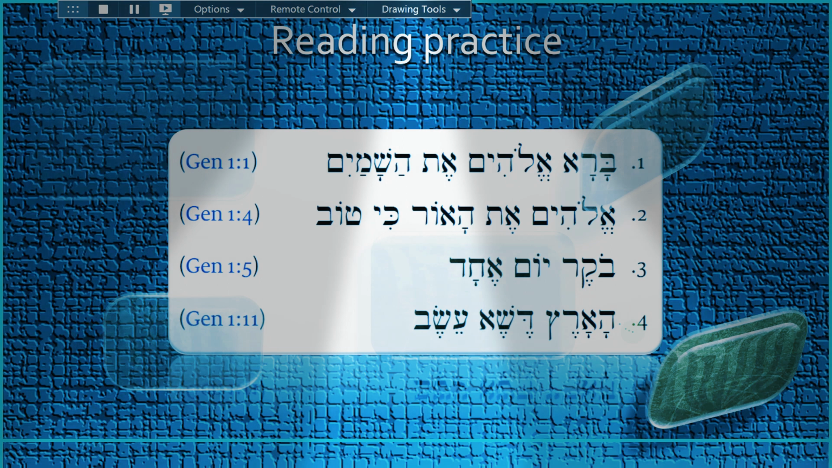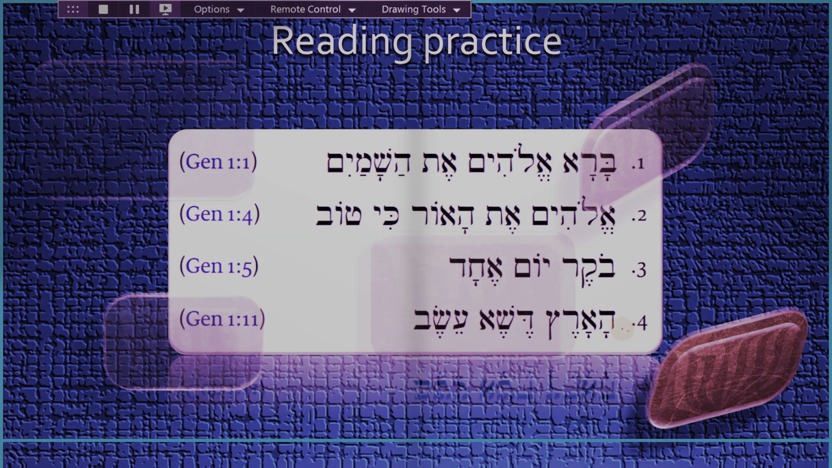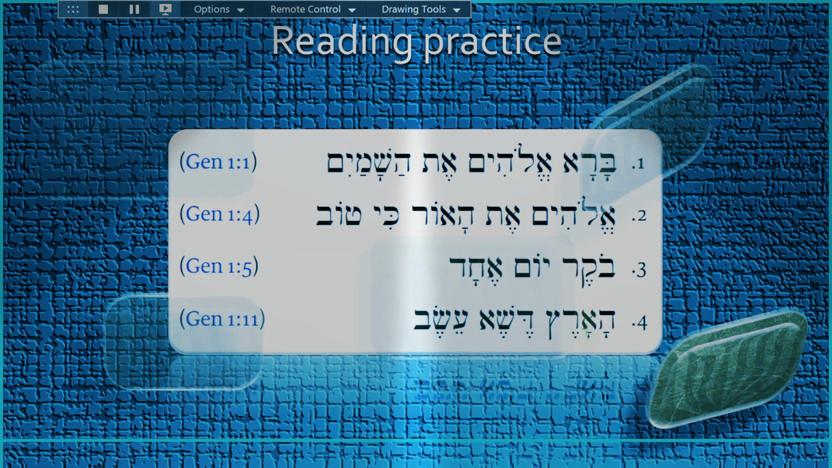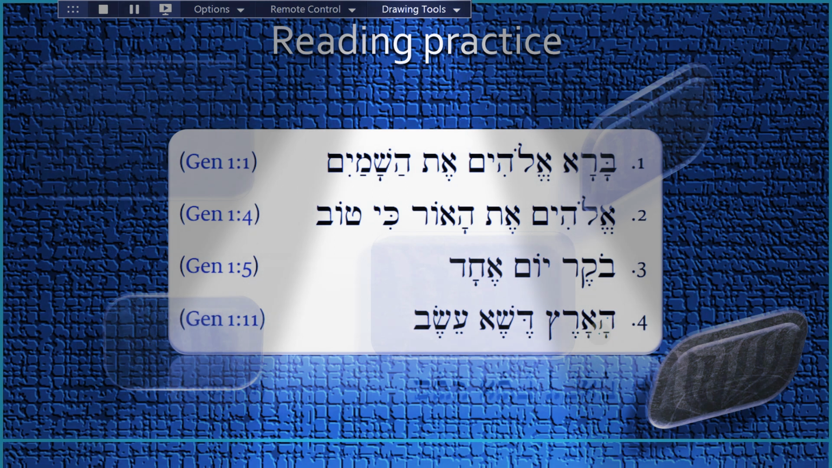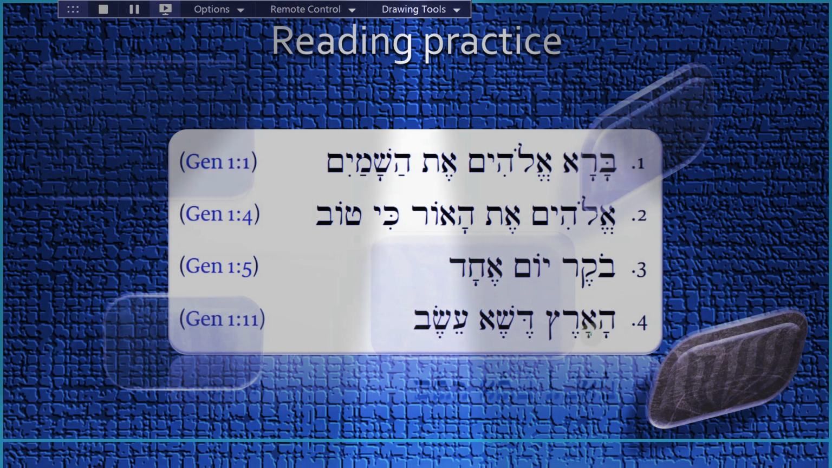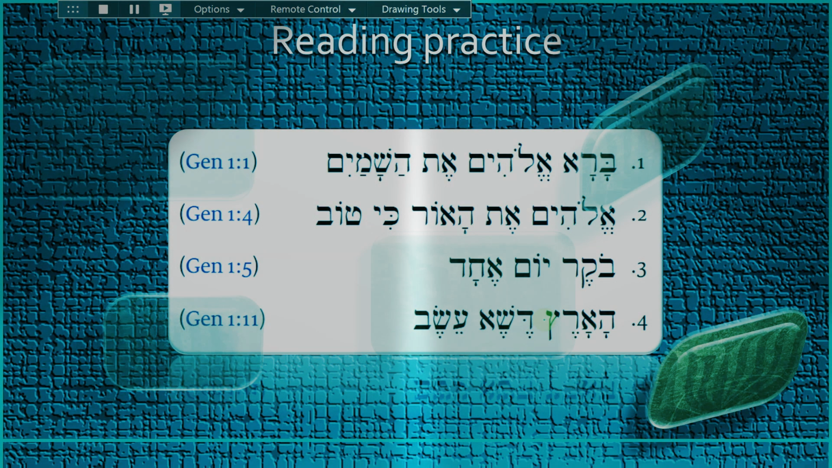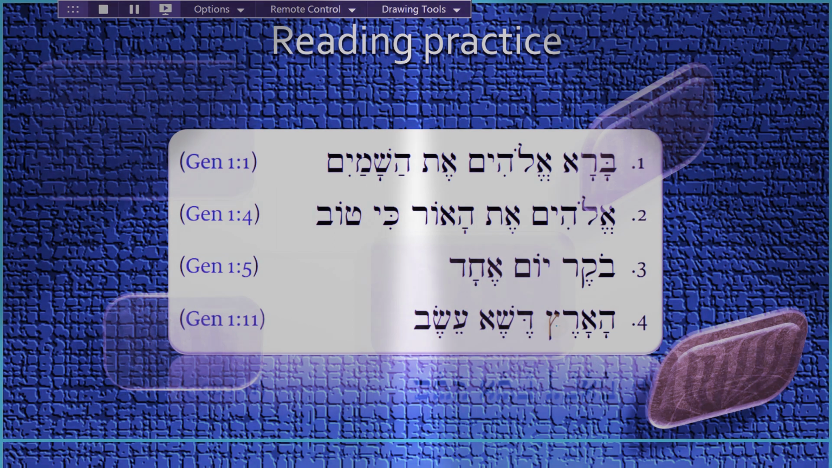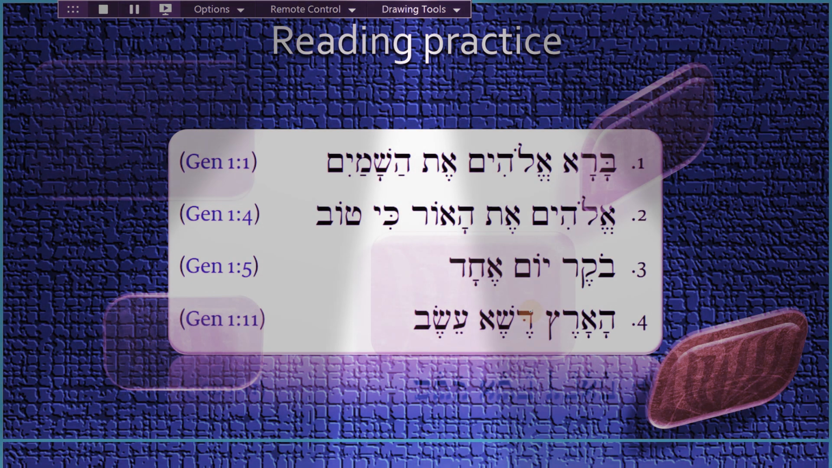Number 4. So a few words from verse 11. Read the first word. Sorry, cat jumped on my leg. Ha-aretz, which means the earth or the land. Read the second word, please.